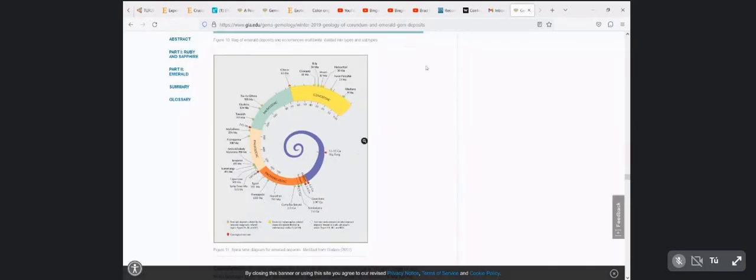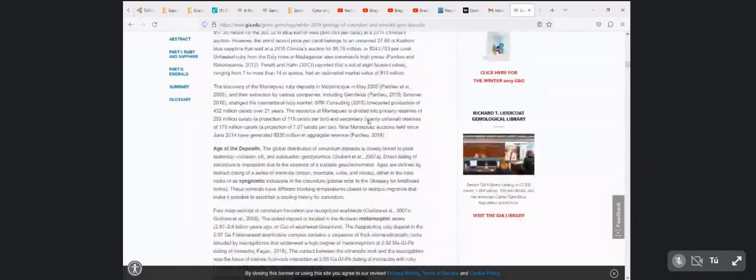So check this paper out if you have time. I'll show you the top part. It's the paper called Geology of Corundum and Emerald Deposits in the winter 2019 issue. It's got tons of good information. I think you guys would really like that article.